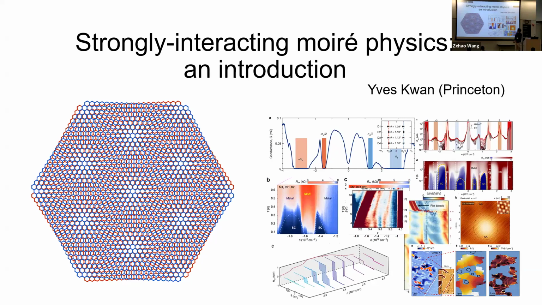So I can't really mention moiré without talking about the material that really started it all, which is magic angle twisted bilayer graphene, or TBG, which I've schematically shown with this figure here. Let me motivate this talk by posing the following puzzle. TBG is just two sheets of graphene that are rotated by some twist angle.